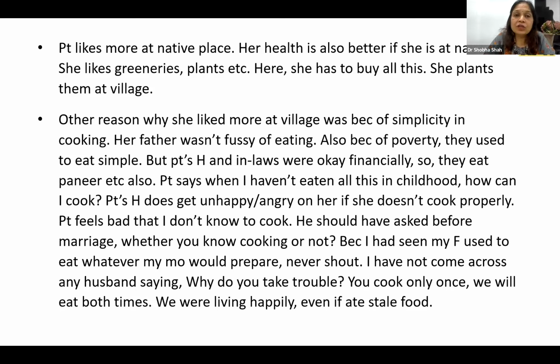Also she said that she liked the greenery and the plants over there. I asked her that here also you can buy them, but she said here I have to buy those plants, whereas in the native place it is not so. So that was another reason. When I asked her after some time, again she repeated a similar thing, that she liked it more at her native place. So I asked her again, was there any other reason?